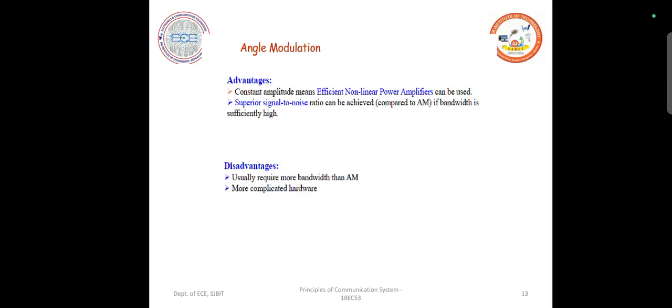What are the advantages and disadvantages of angle modulation? Advantages: constant amplitude means efficient nonlinear power amplifiers can be used, which is very advantageous. Superior signal to noise ratio can be achieved in comparison to that of AM if bandwidth is sufficiently high. These discussions, at least the second one, we'll have in module number 3 when we talk about noise in analog modulation techniques. There we'll try to derive the expression for signal to noise ratio at different points and see how it is superior to AM. Disadvantages: it usually requires more bandwidth than AM. It's more complicated hardware. This is a disadvantage of it.